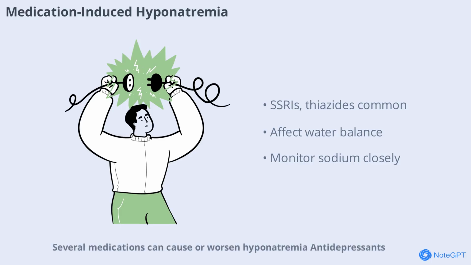Several medications can cause or worsen hyponatremia. Antidepressants, especially SSRIs, and thiazide diuretics are common culprits. These drugs can stimulate inappropriate antidiuretic hormone release or affect kidney function, leading to water retention and sodium dilution. Monitoring sodium levels in patients taking these medications is essential for early detection.